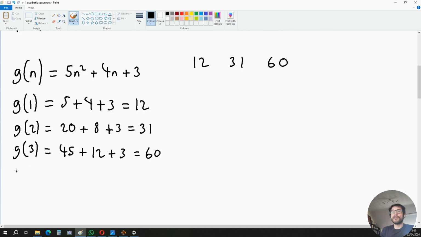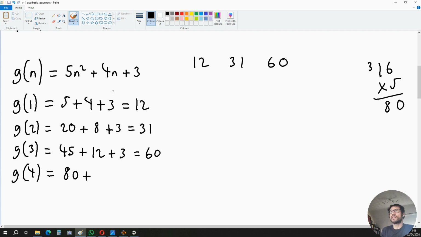Now, how about the fourth term? Well, 4 squared is 16, so we get 5 times 16. What's that? So 5 times 6 gives us 30. 5 times 1 is 5, plus 3 gives us 8. So we get 80 plus 4 times 4 is 16, and then we get the 3 here. So we get 80 plus 19, okay, which is 99. So the fourth term of that sequence is going to be 99.